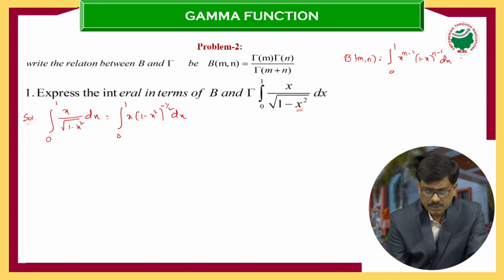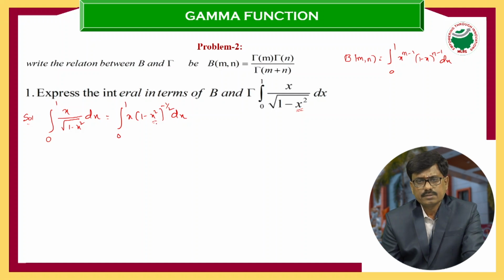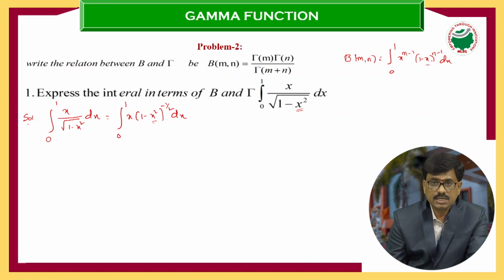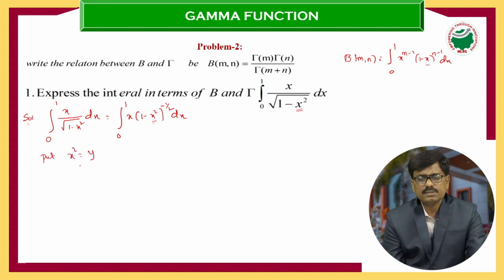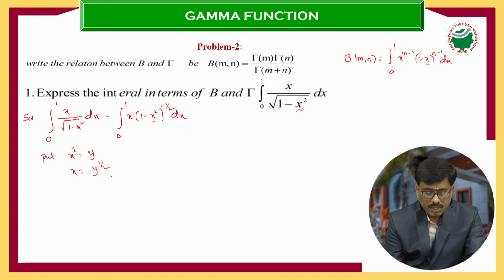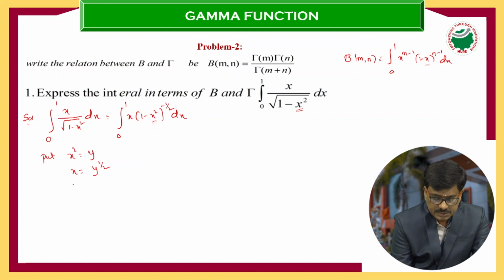Now, whether there is a square, a cube, or a power 4, whatever the values are, we need to convert into a single degree function. Let's substitute x square equal to y. So x is equal to y power 1 by 2. If I take the derivative, dx is equal to 1 by 2 into y power 1 by 2 minus 1 into dy.